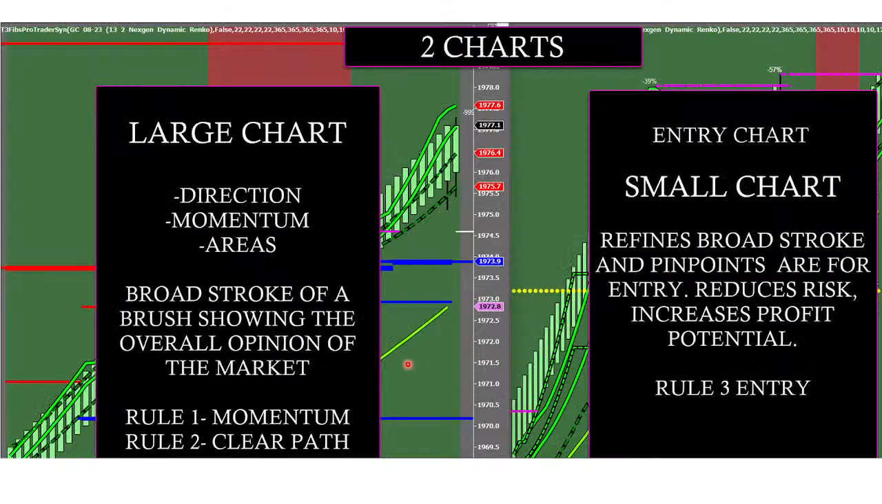And then keep it simple, guys. We're going to do this on 2 charts. That's it. Are there more charts? Absolutely. Higher time frames, lower time frames, range charts. Man, there's a million ways to confuse yourself. So why not keep it simple initially, guys? We're going to use 2 charts. We're going to talk about a large chart and a small chart.